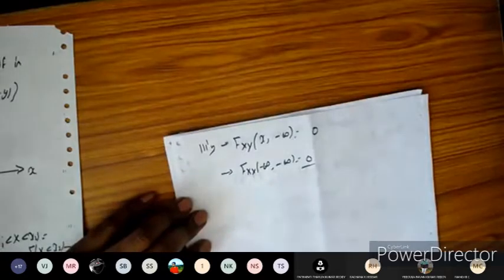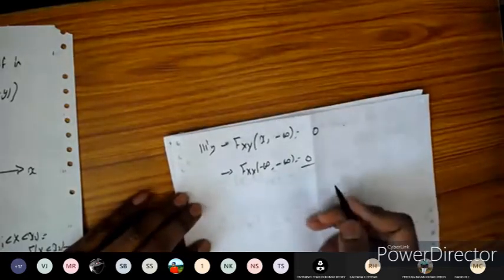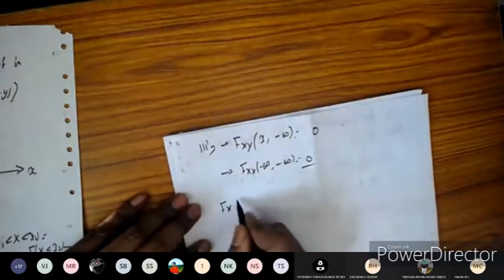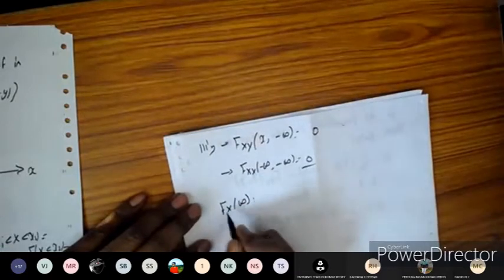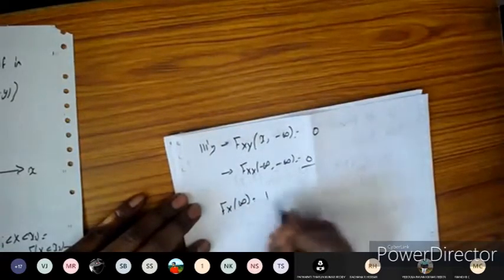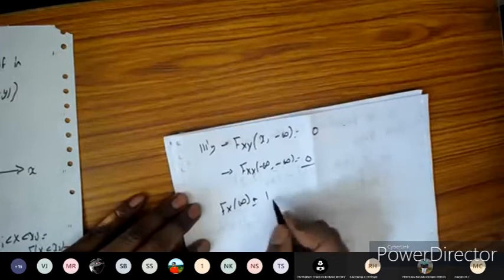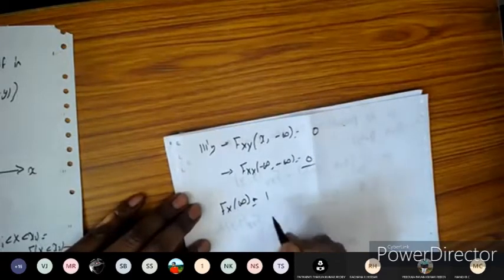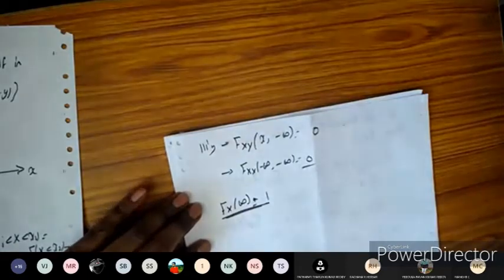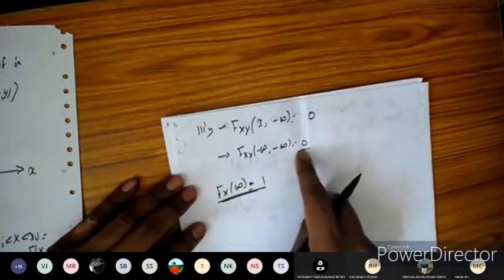We have also seen one more property: F_X of plus infinity is equal to 1. That is the limit, where all the possible events are included, so we get 1. In the same way, we can extend this property to the bivariate random variable.